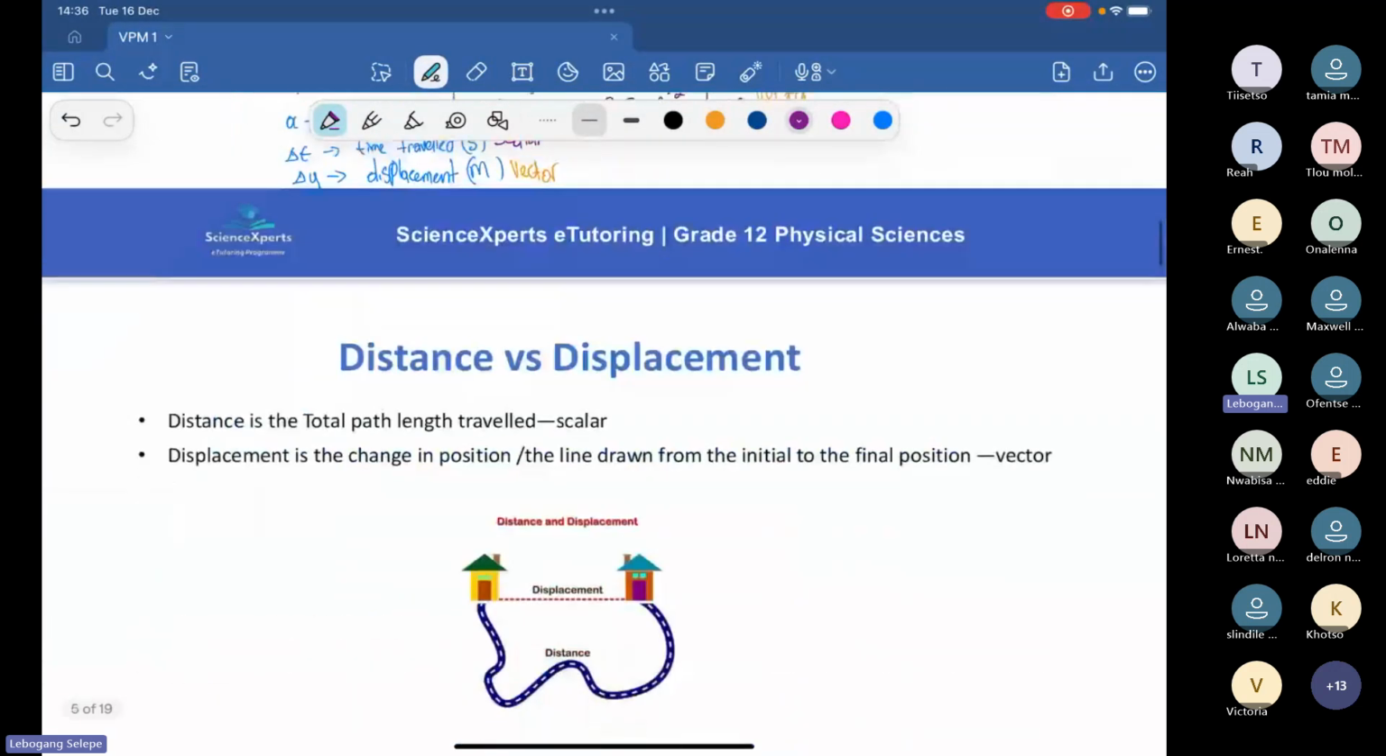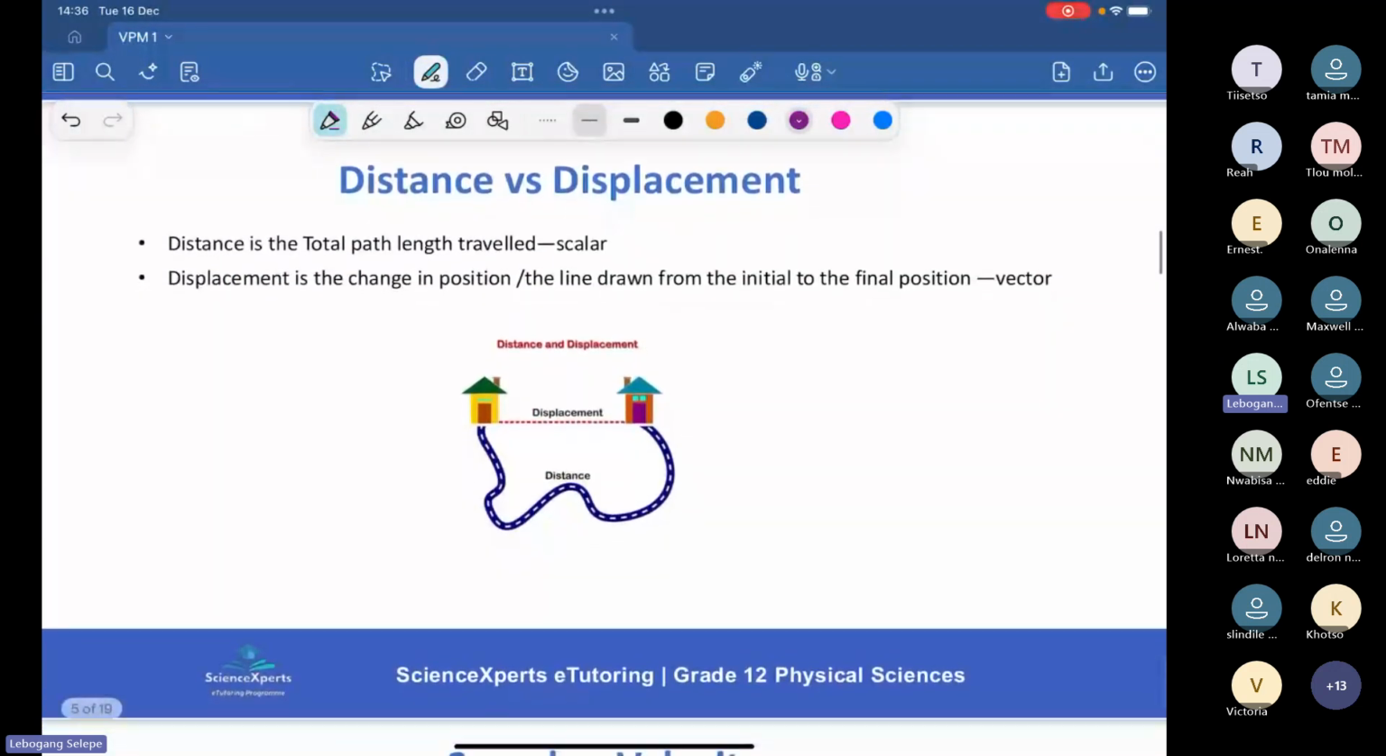So now let's revise some important concepts from grade 10. Remember, I told you that you need to know the difference between distance and displacement. It's simple. Distance is basically the total path that you have traveled.